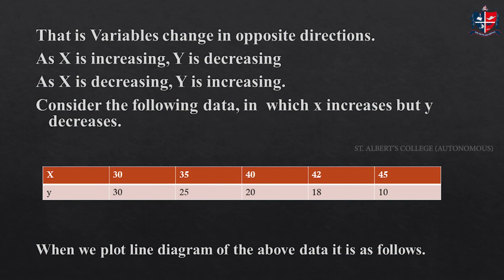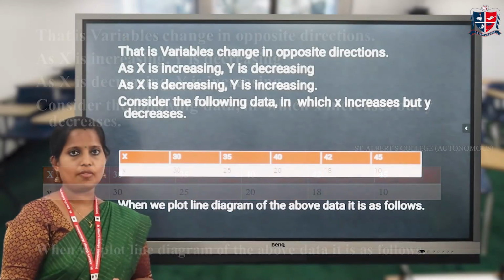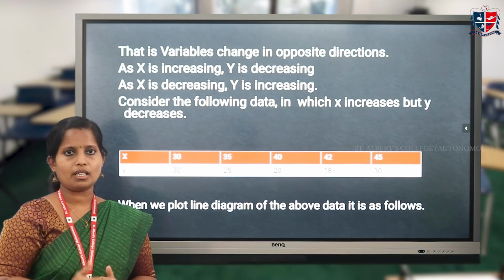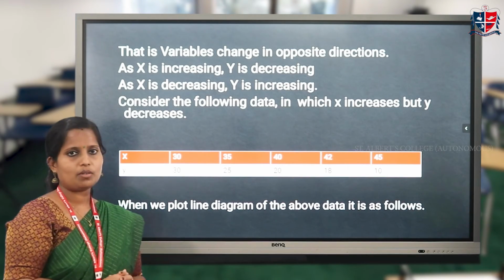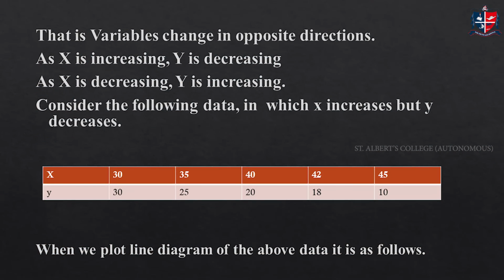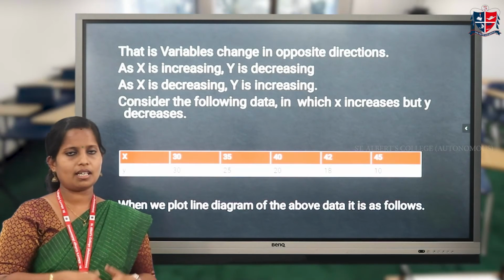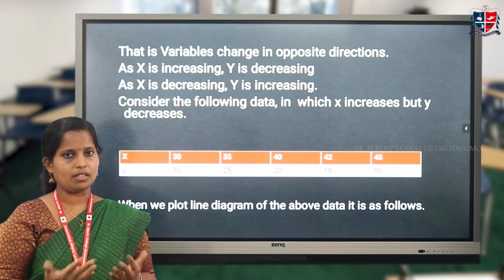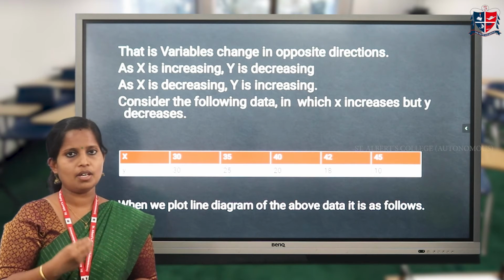So this is the data showing a negative correlation. Here we can see that x follows an increasing pattern, because the first value is 30, the second value is 35, 40, etc., which is increasing, but the y values are decreasing because the first value is 30, the second value is 25, the third value is 20. So if one variable is increasing, that is, x is increasing, y is decreasing, or x is decreasing and y is increasing, the correlation is called negative correlation.